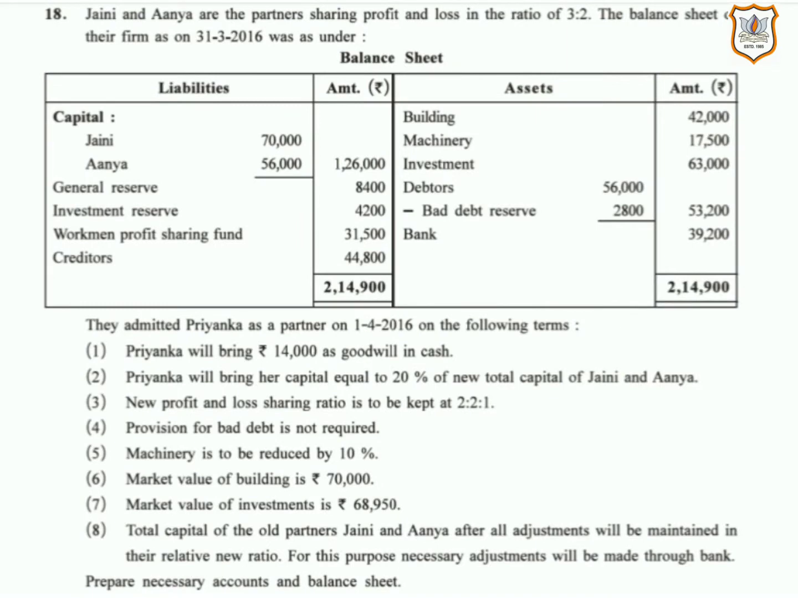Today we are going to do question number 18. Jenny and Anya are partners sharing profit and loss in the ratio of 3:2, and the balance sheet of the firm is given. Further, it is given that they admitted Priyanka as a partner on 1st April 2016 on the following terms. Some conditions are given, and we have to prepare the necessary accounts and balance sheet.